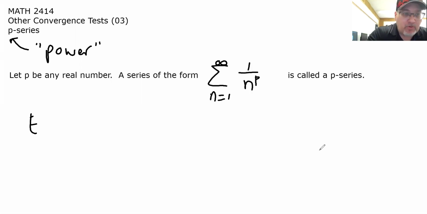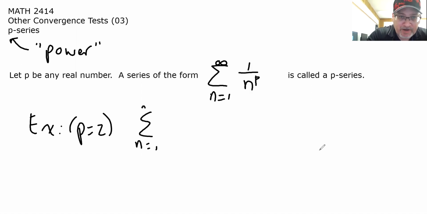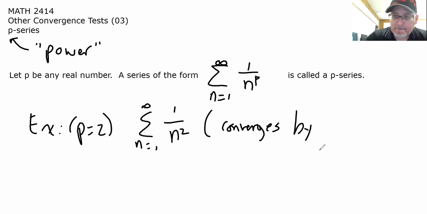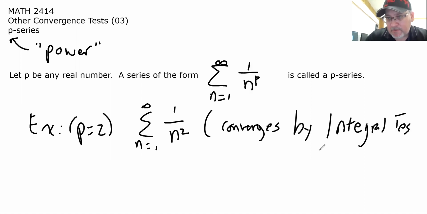So for example, if p was equal to 2, we would have the sum from n equals 1 to infinity of 1 over n squared. And as we saw in the example in the previous video, this converges by the integral test. So we don't have to redo all that, but if you wanted to, you could.